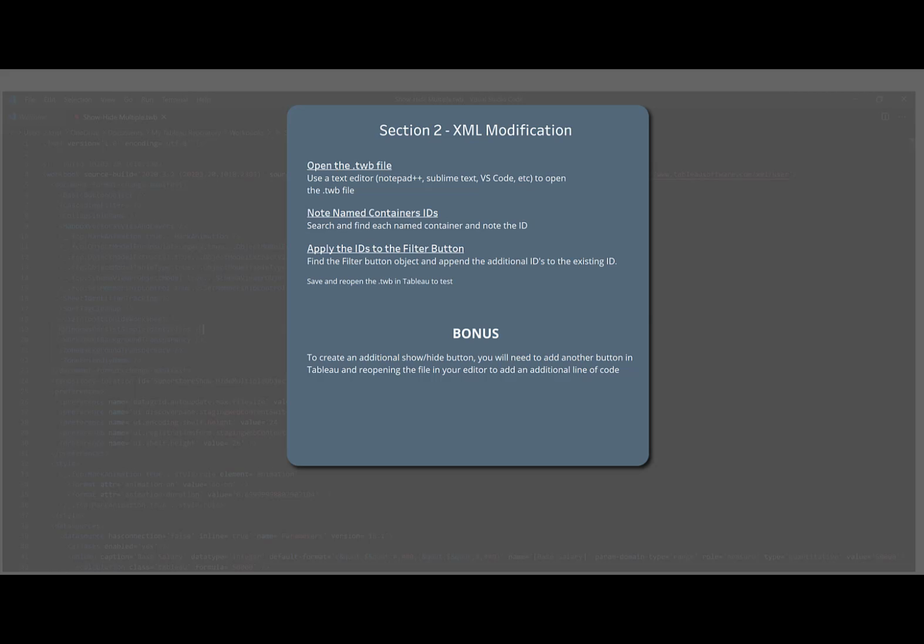So in section 2, XML Modification, we'll be opening up the TWB file in our text editor, and we're going to change the behavior of that show hide button to control multiple objects. The first thing we'll do is look for each one of those containers that we've created, and we'll note their IDs, and we'll add them to the filter button. We're going to save that TWB file in our text editor and reopen it in Tableau to make sure that it works. As a bonus, because a lot of times your show hide buttons, you might want them in different areas, I'll show you how to do that, where you actually have 2 buttons that work the same 3 objects.